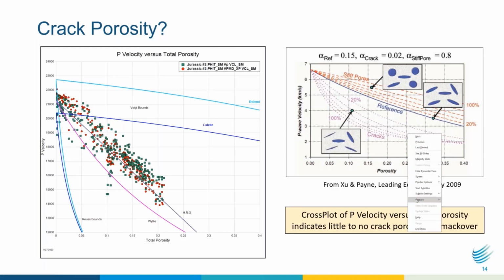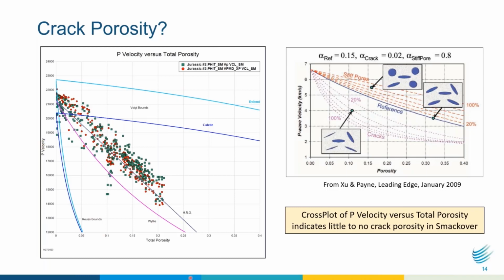Hold on, I always forget to do this, the laser pointer. So here is where your acoustic porosity is the same. Here's where your acoustic porosity is lower. And if you have crack porosity, your acoustic porosity will actually be higher than your total porosity, which sounds strange. But let's take a look at a cross plot.